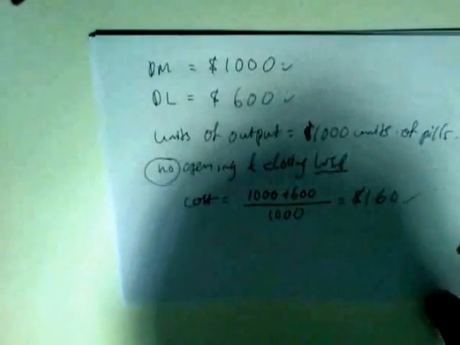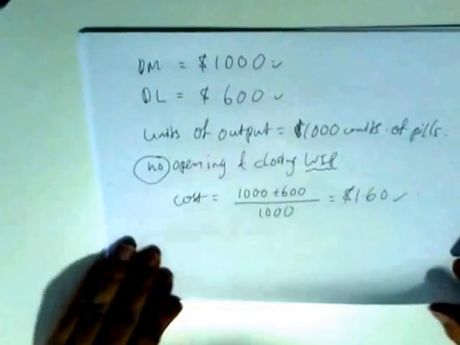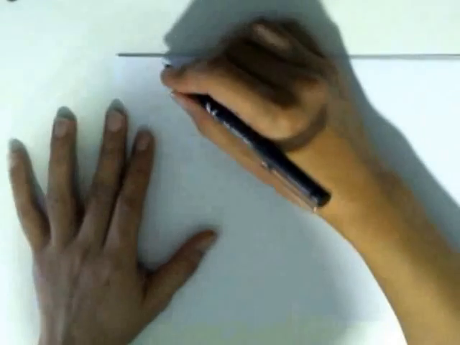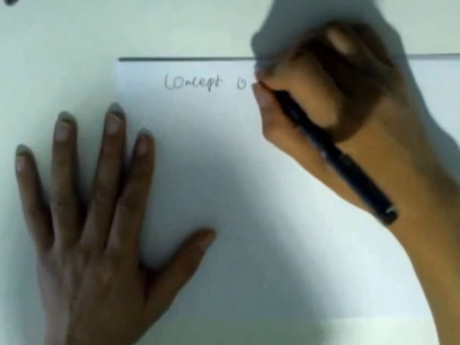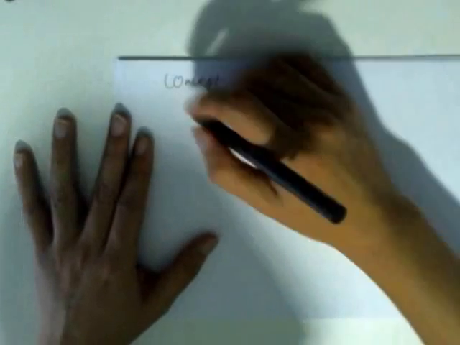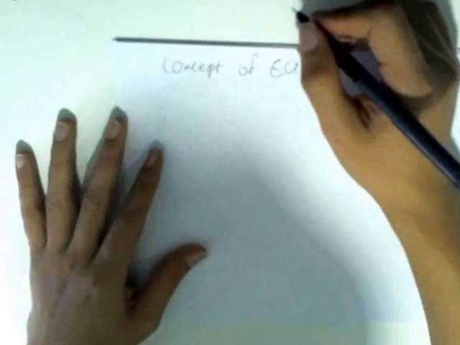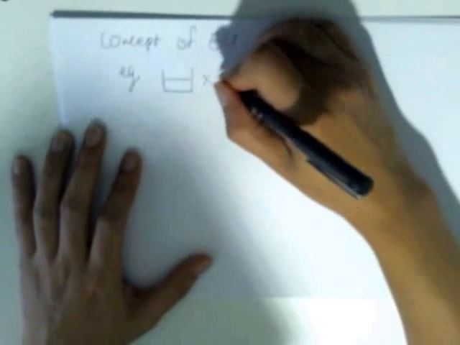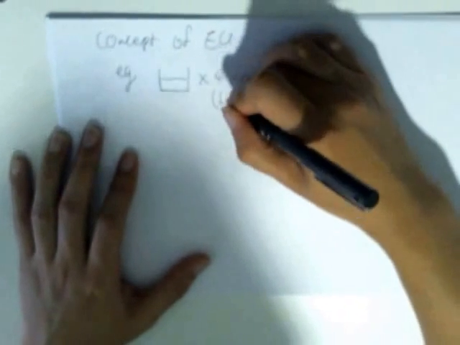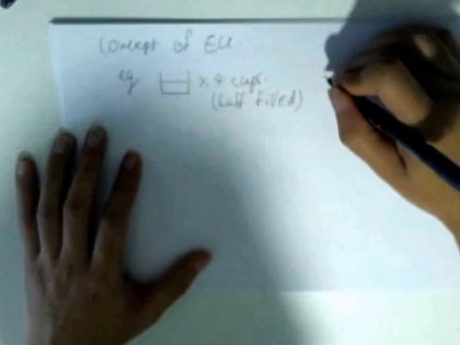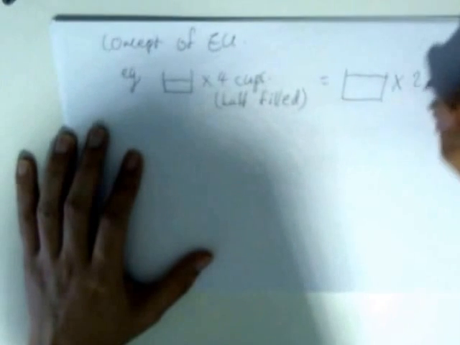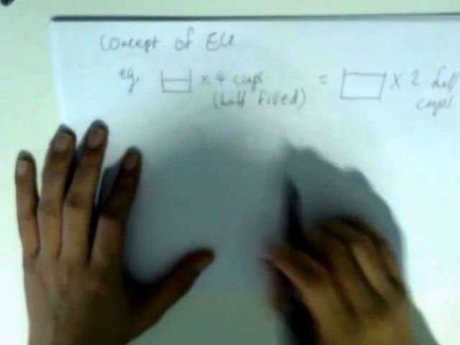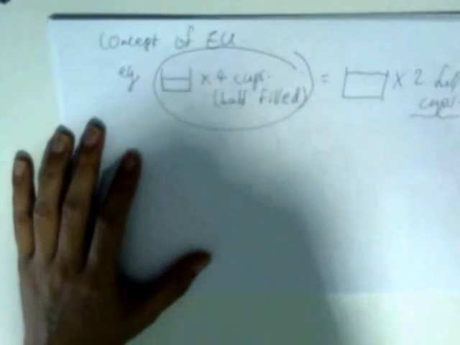Okay, so now the next thing is to go through the concept of equivalent units. I hope that this is clear to you. When we talk about the concept of equivalent units, what do we actually mean by this? To use an example that they have quoted in the lecture notes, and I think that's quite appropriate: if you have 4 cups that are half filled, can we say that it is also equal to 2 full cups? That is the idea of equivalent units. Basically, equivalent units convert partially completed units into whole units.